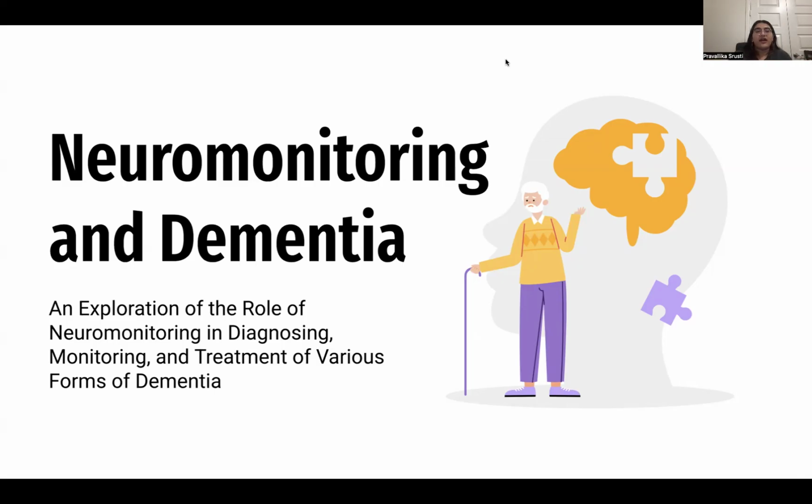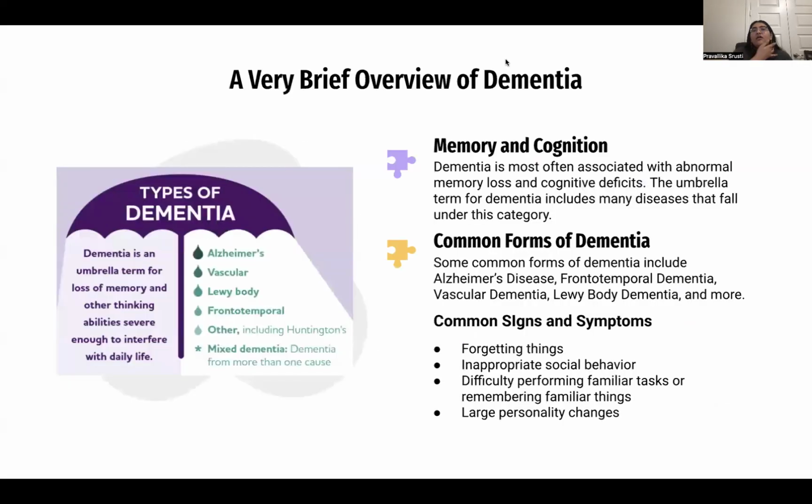Before we get started, I want to go over what dementia is, right? When you think about dementia, you think of memory impairment, you think of cognitive issues, right? And that is generally what we are looking at when we talk about dementia. So it is associated with abnormal memory loss and cognitive deficits. And dementia itself is not necessarily a full-blown diagnosis. It's a very broad umbrella term, and it includes a lot of different diagnoses that fall under this category.